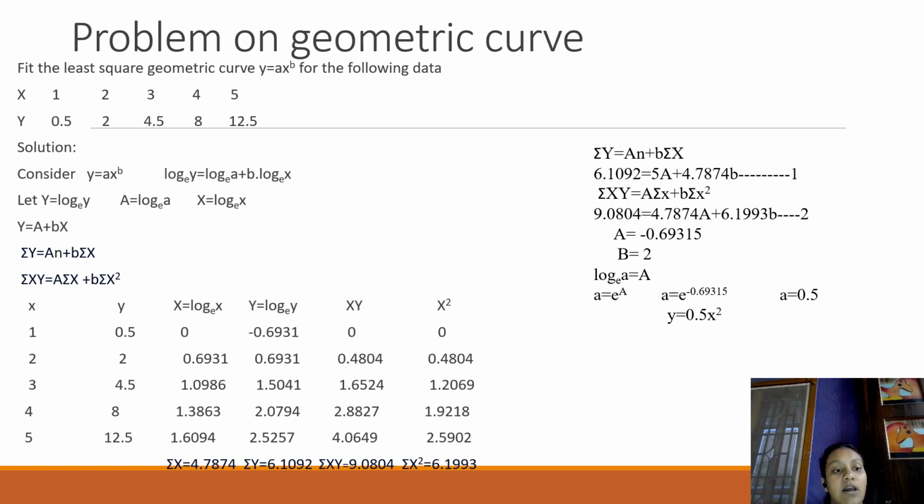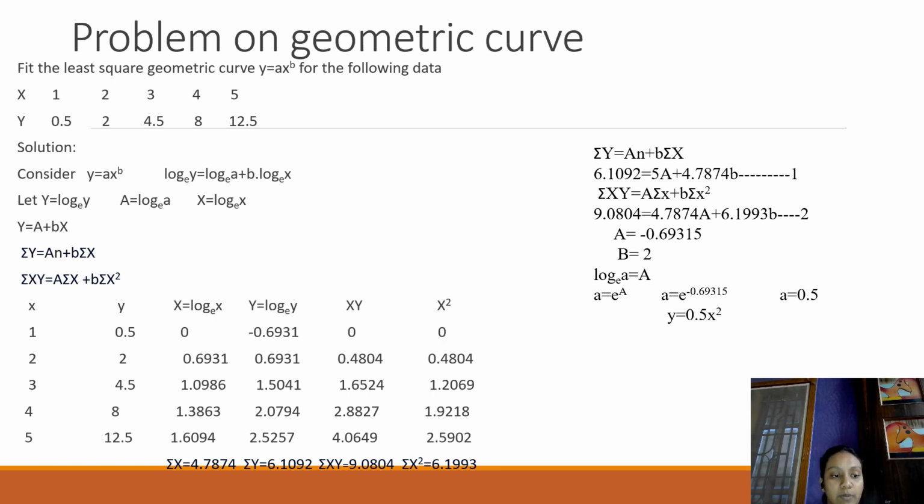Now for the solution, consider y equals ax power b. Now by taking log on both the sides, we get log y base e equals log a base e plus b into log x base e. Now by assigning the value of log y base e to capital Y, log a base e to capital A, and log x base e to capital X, we get the equation as capital Y equals capital A plus b into capital X.